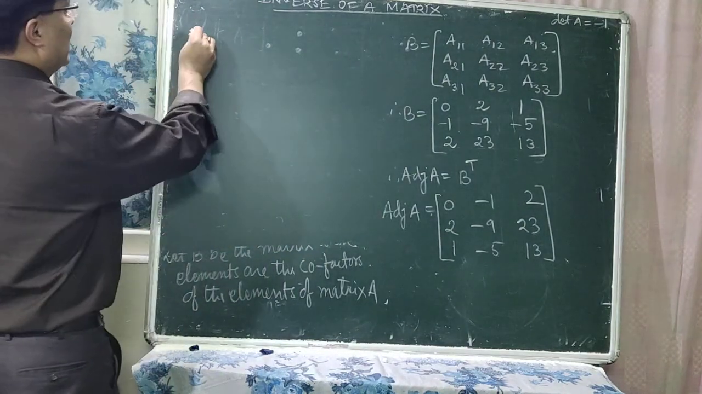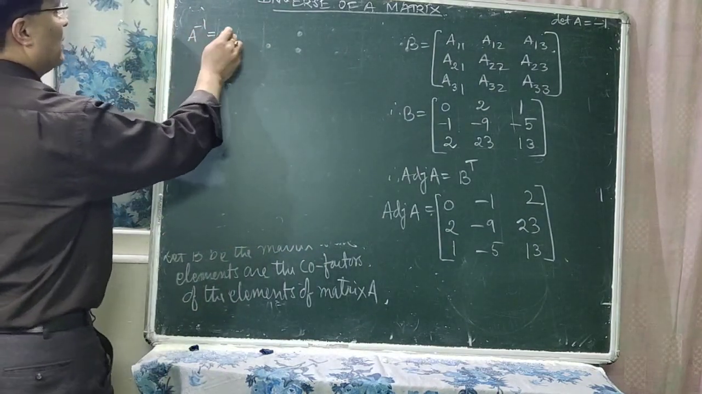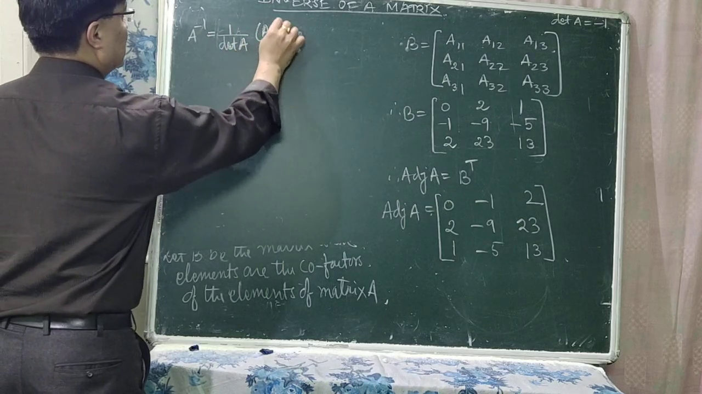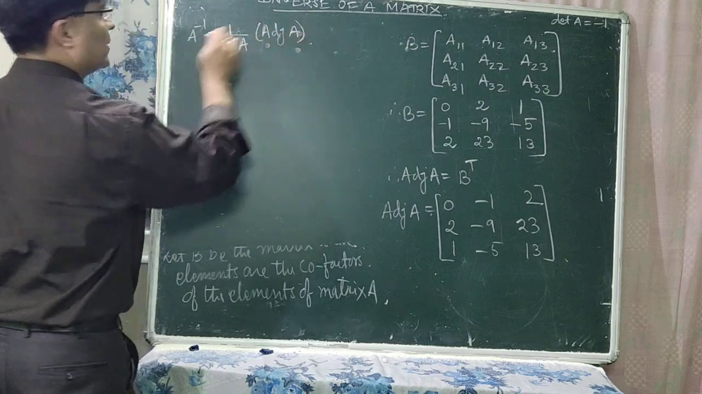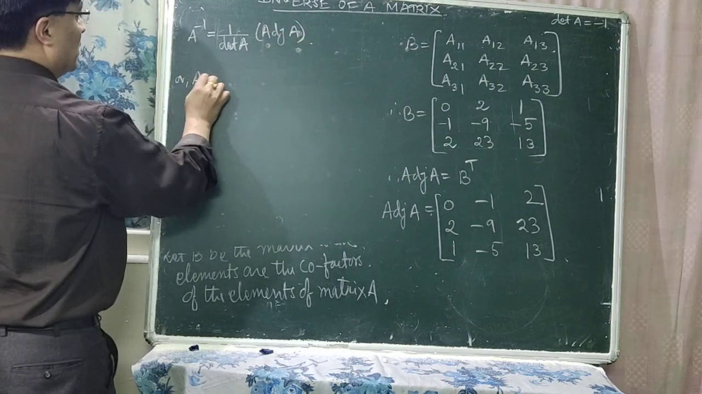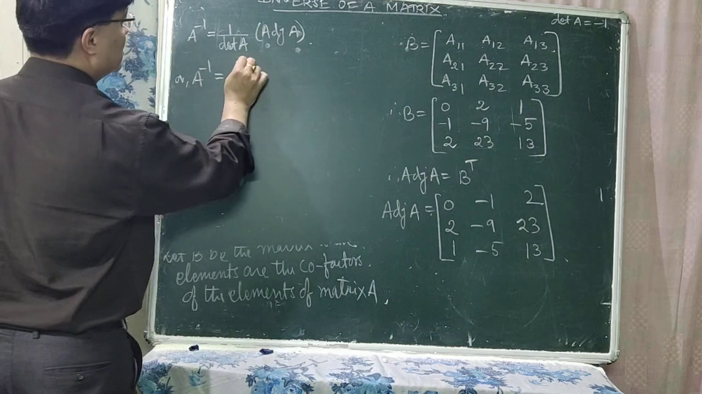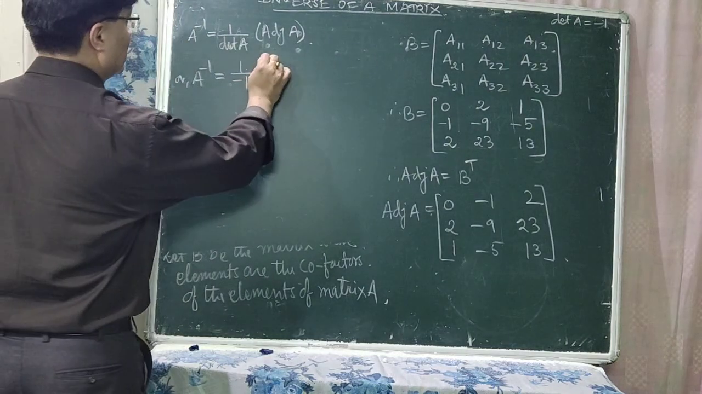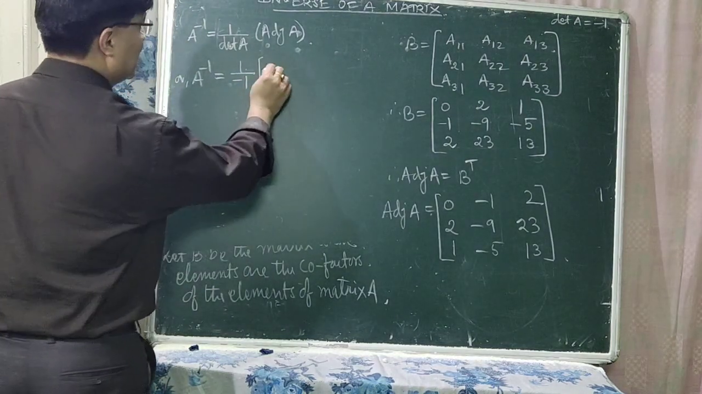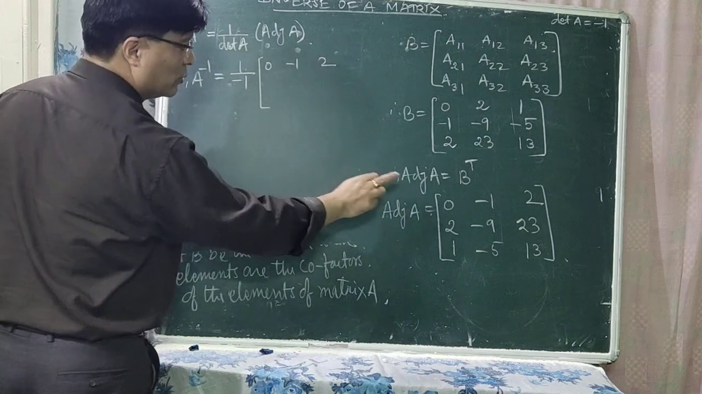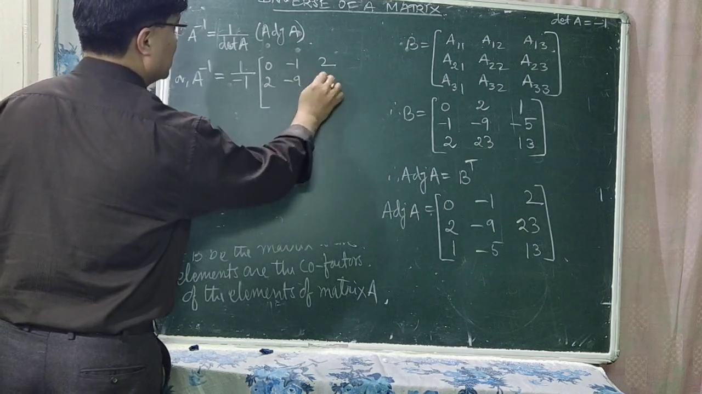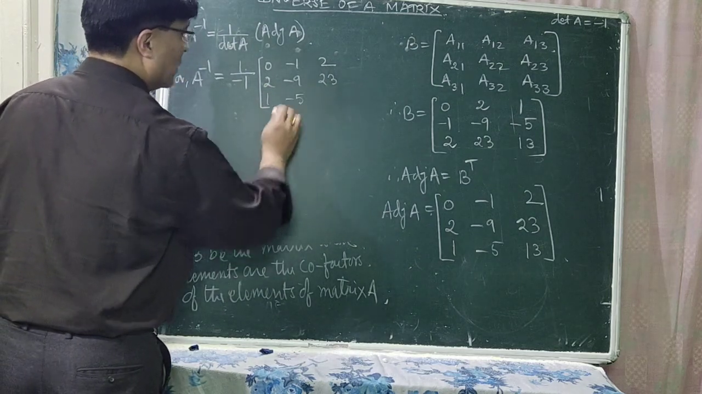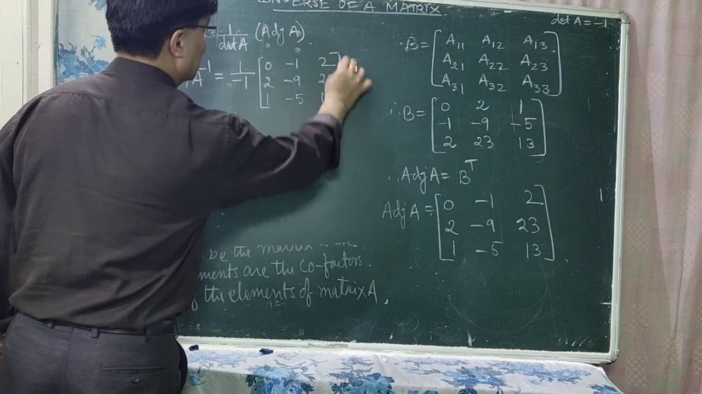So you have to get A inverse. What is the formula? A inverse is equal to 1 upon det A into adj A, right? What is det A? Det A is minus 1, right? Then what is adj A? Adj A is 0, minus 1, 2, 2, minus 9, 23, then 1, minus 5, 13, right?